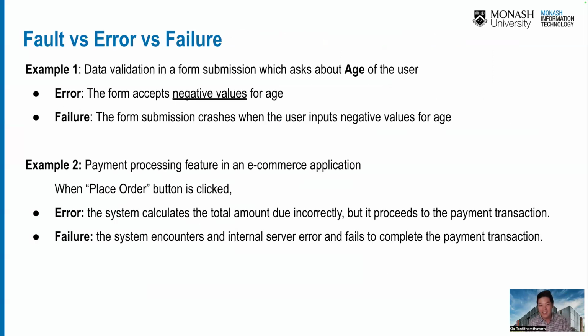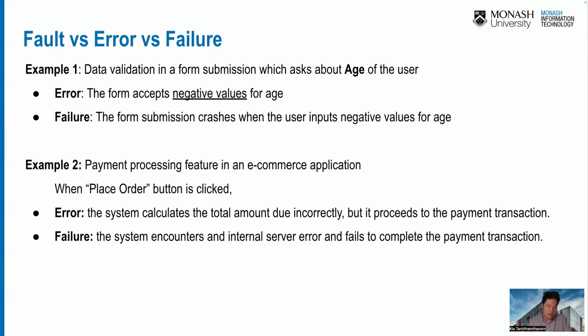Okay. Actually, that is an example as well. Let's take a look at this example, right? Data validation in a Google form, let's say a Google form which asks about the age of the user. The error could be the form accepts negative values for age. Normally the age should not accept any negative value. And the failure is that the form submission crashed when the user input a negative value for the age field. That's the failure.